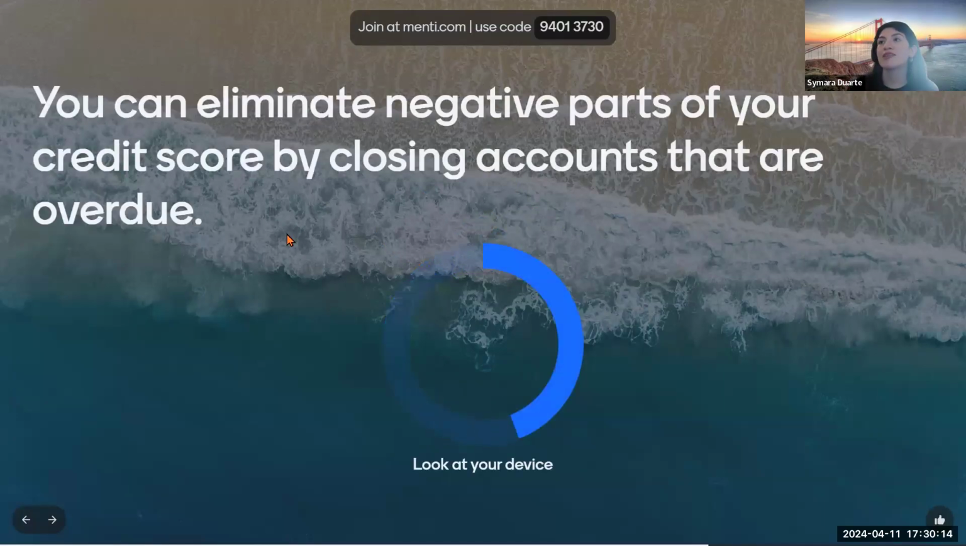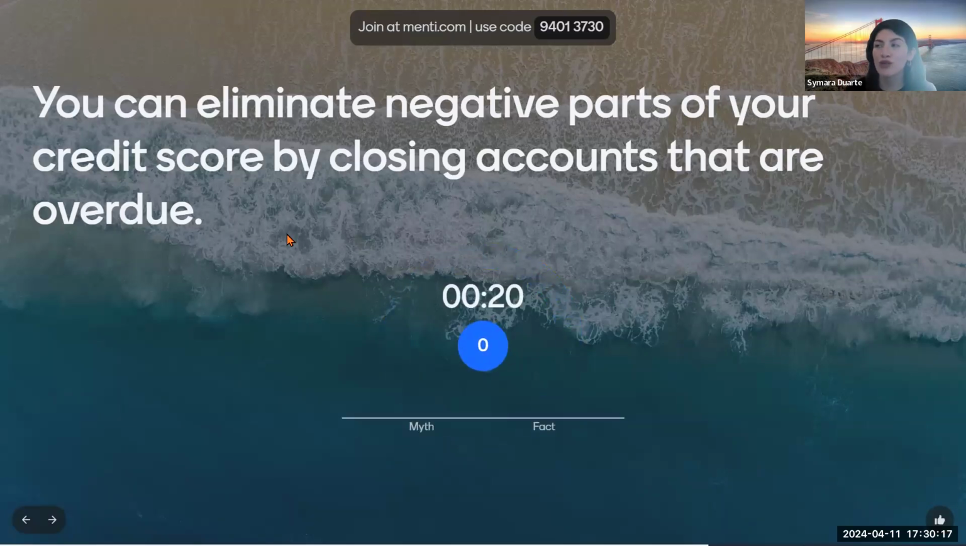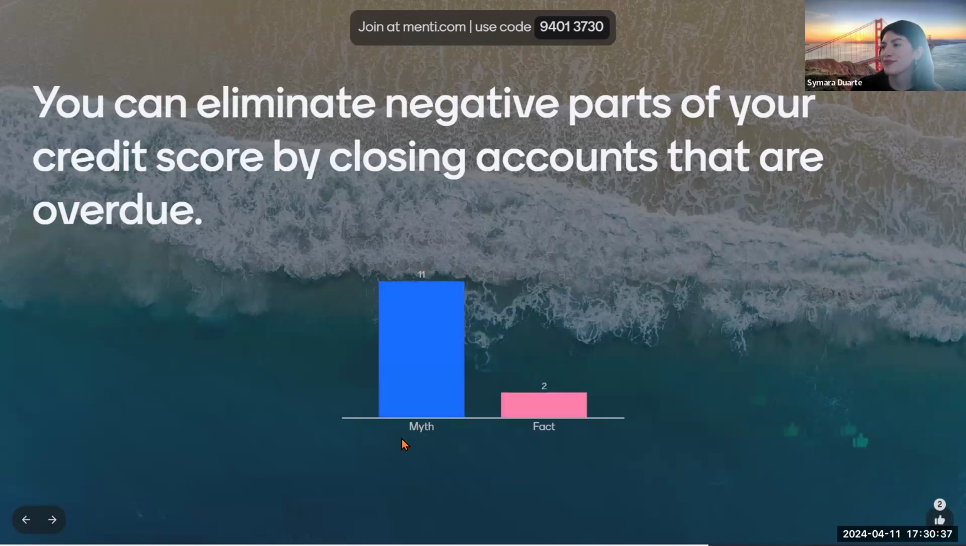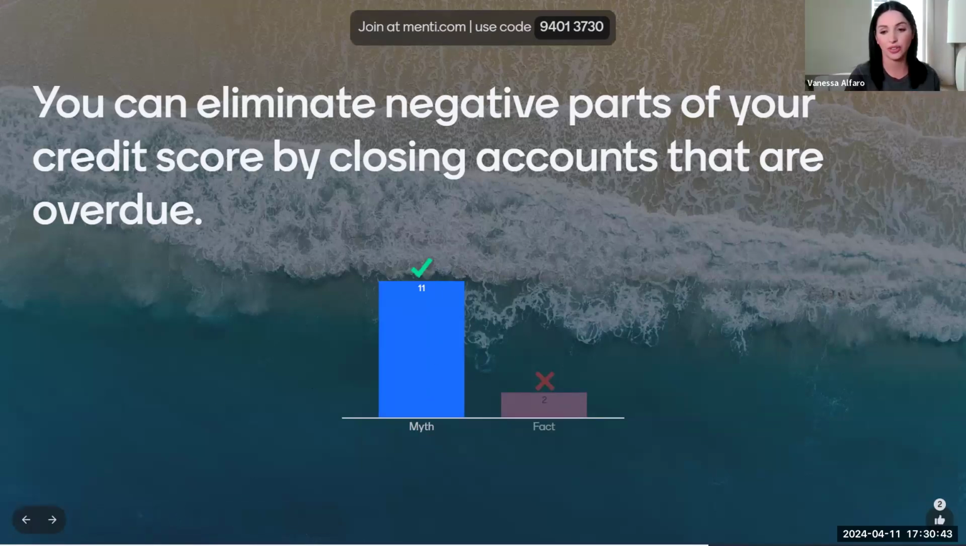You can eliminate negative parts of your credit score by closing accounts that are overdue. Is this a myth or a fact? This is a myth. Correct. So if you have that negative payment history or you weren't able to pay off the balance, they're still going to report it to the credit bureaus. That's kind of like how we said earlier, the checking account doesn't report to your credit day to day.